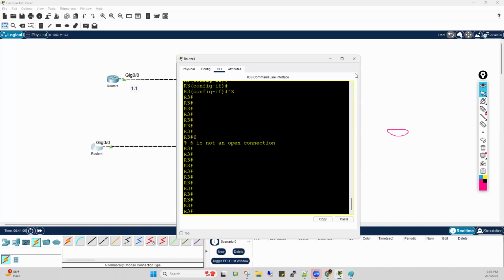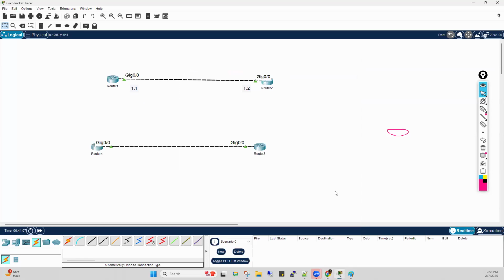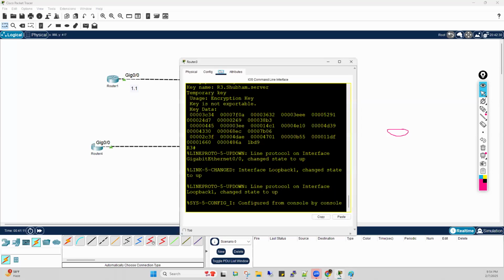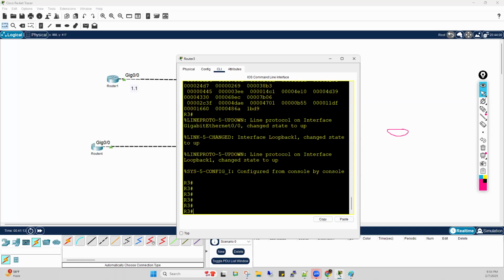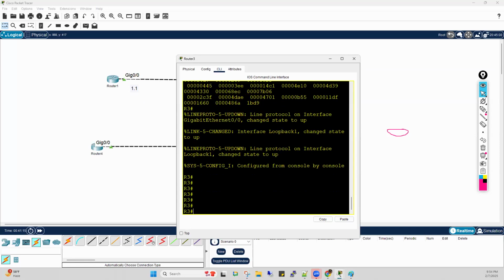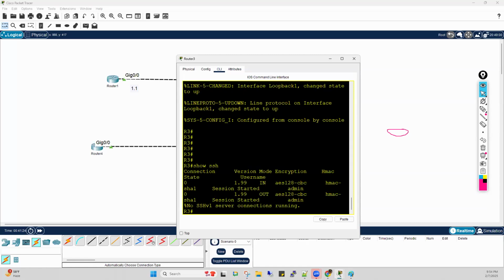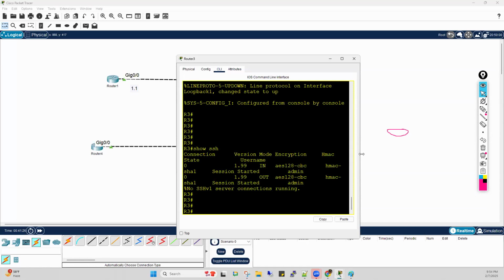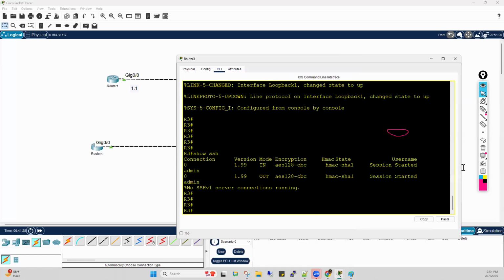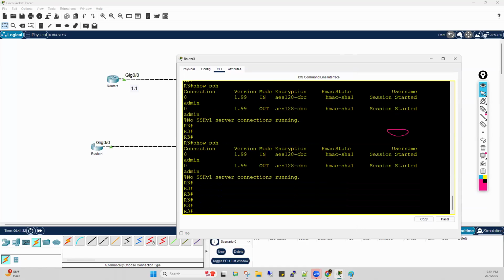Is this clear, guys? Everyone? Okay, cool. So on this device, we configure SSH right now. So if you want, you can write SSH. See now, you are able to see the session is already started.